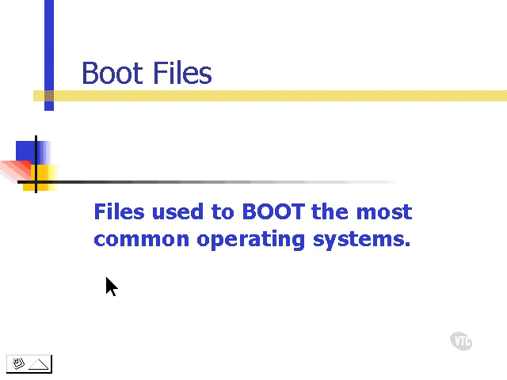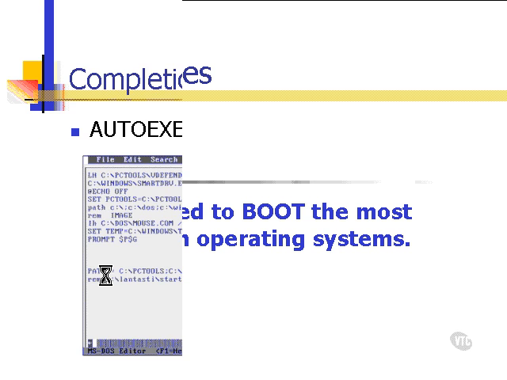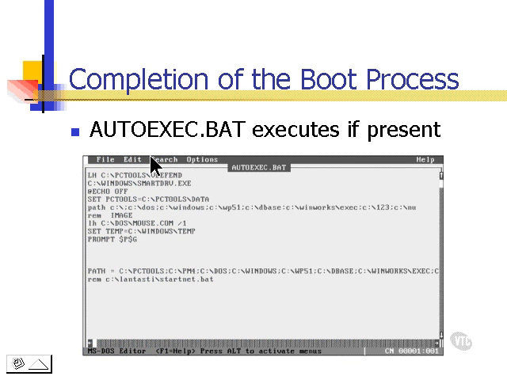Okay, next we'll take a look at the files that are used to boot the most common operating systems. One file that is used, if it's present, is the autoexec.bat file. The autoexec.bat file can be used to configure both DOS as well as all Windows systems. It will be read by the system if it's present, and the commands will then be used to configure the system. If the autoexec.bat file is not present, the system will start up just fine without it.